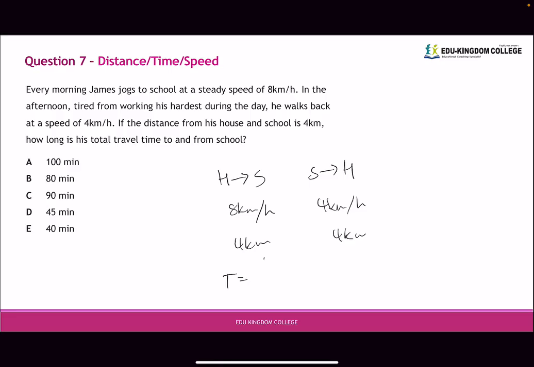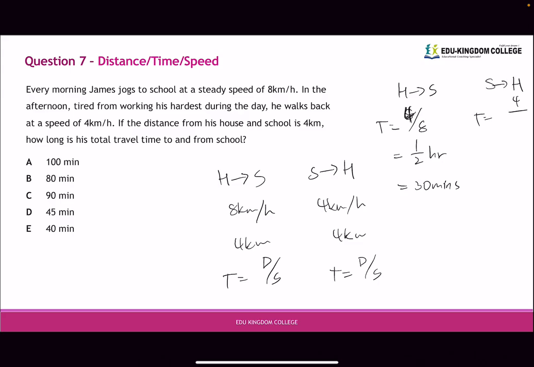It should be T, time equals distance over speed. So on his way from home to school, that is going to be 4/8. T equals 4/8 equals half an hour equals 30 minutes. From school to home, T is going to be 4 kilometers over 4 kilometers per hour. And so that's going to equal 1 hour, which equals 60 minutes. So when we add these together, we should get 90 minutes, which is C.